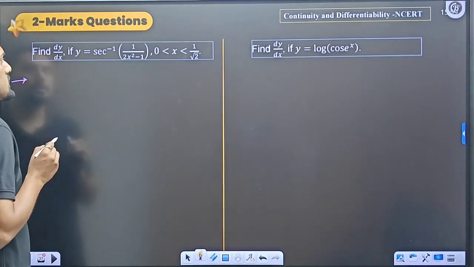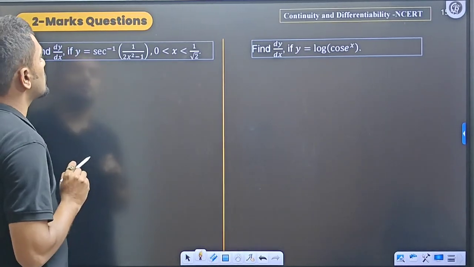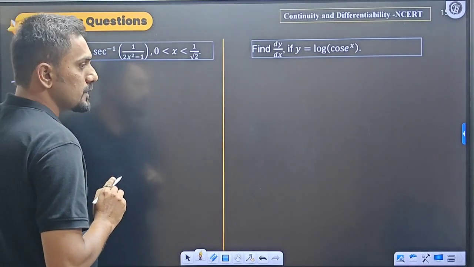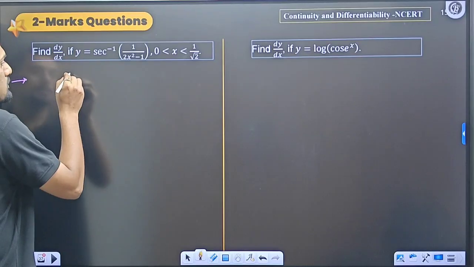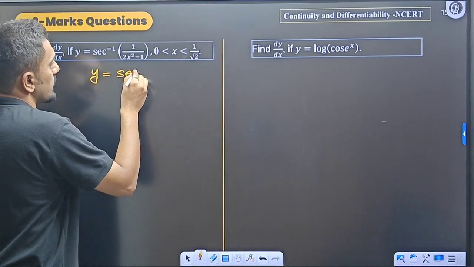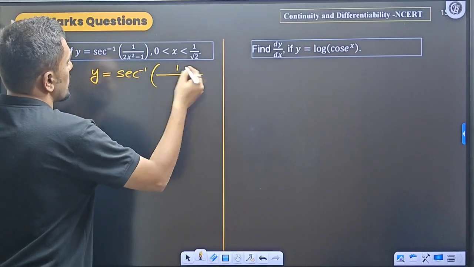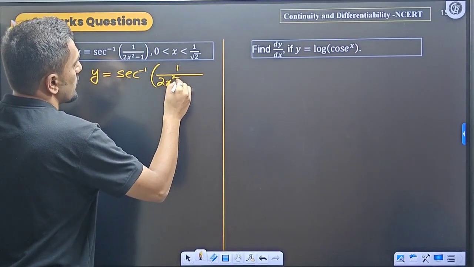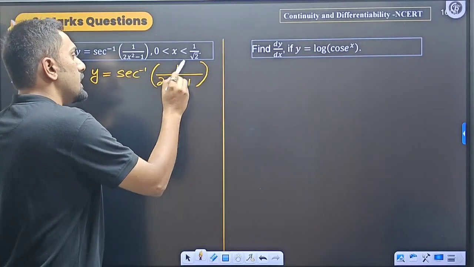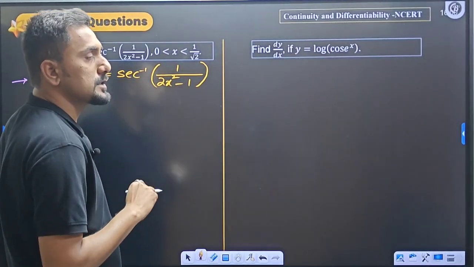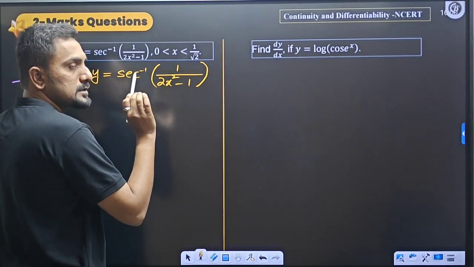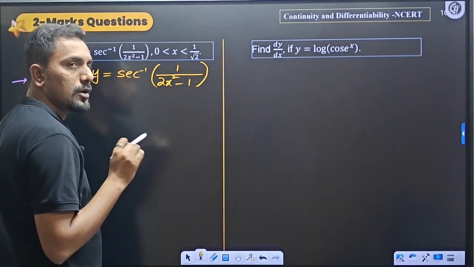So consider the next question: find dy by dx if y is equal to sec inverse of 1 divided by 2x square minus 1. In this case, I have to simplify the given expression. Inside sec inverse, sec should come, then it simplifies. That should be in our mind. Sec is the reciprocal of cos, so inside the denominator, cos should come.